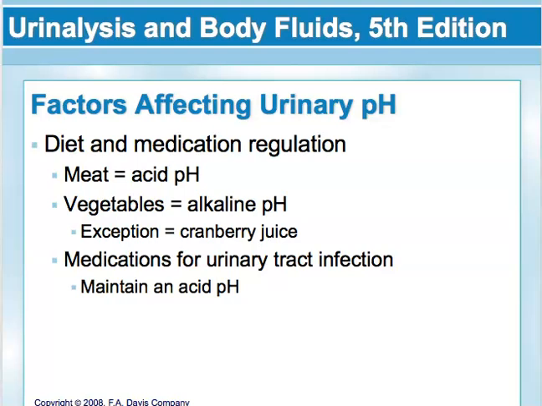Some different factors that can affect urinary pH. Diet: a high meat and high protein diet can cause acidic urine, and urine from vegetarians is more alkaline due to the formation of bicarbonate following digestion of many fruits and vegetables. Cranberry juice is an exception as it causes acid pH and is often used as a treatment for UTIs and bladder infections because it inhibits the colonization of certain urinary pathogens. And then medications prescribed for UTIs are metabolized to produce an acidic urine.